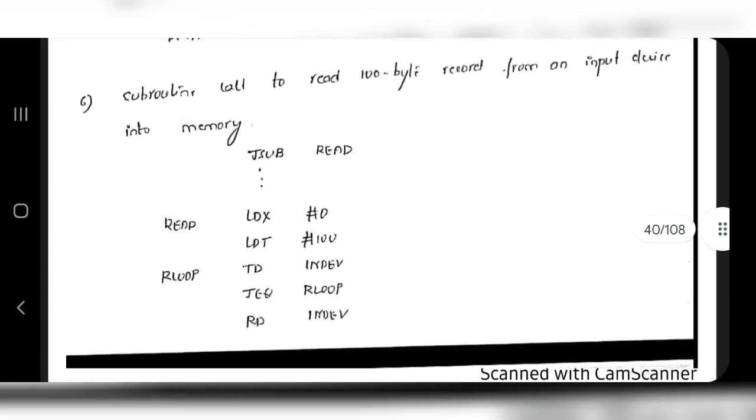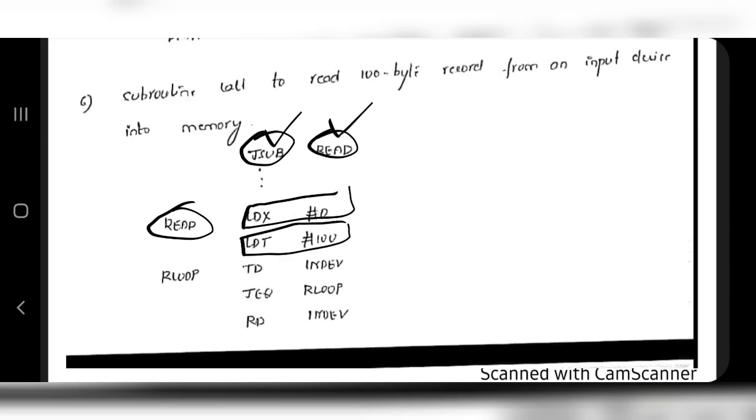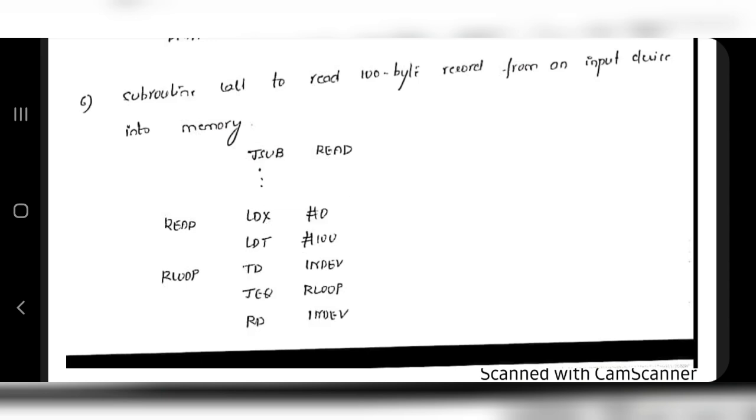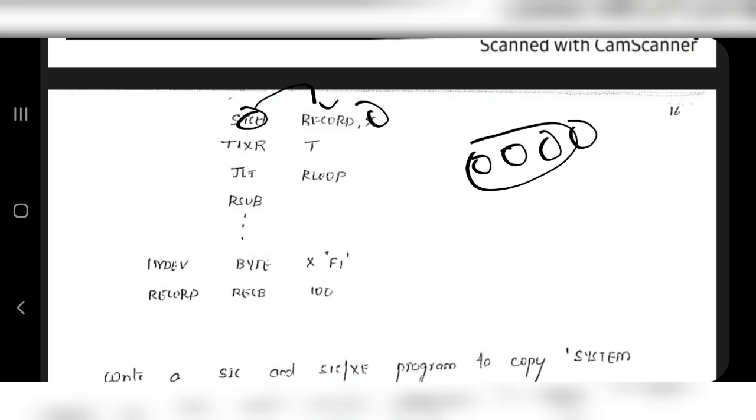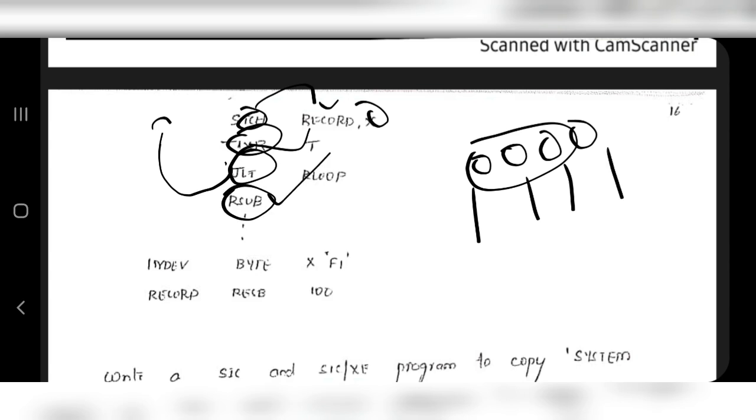The subroutine to read a 100 byte record from the input device into memory: JSUB READ is the subroutine jump, and READ is the name of the subroutine. We are starting from 0 and the target is 100. Each time we test whether the device is ready. If it's ready, we read the data with RD INDEV and store the answer in RECORD,X, where X means the 0th location. Then we store in the first location, second location, and so on, incrementing the X value. If it is less than the final value 100, we loop again for the next one until it reaches 100. Then it comes here and returns from the subroutine.